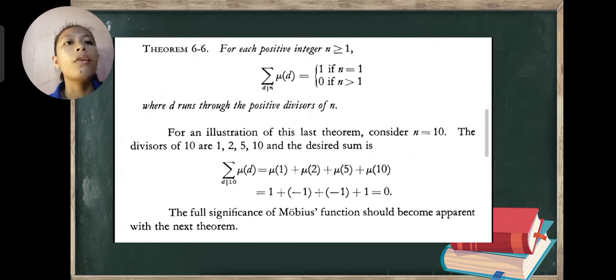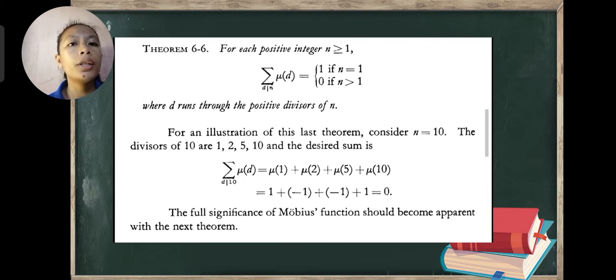Theorem 6.6. For each positive integer n greater than or equal to 1, the sum over d dividing n of mu of d is equal to 1 if n is equal to 1, and 0 if n is greater than 1, where d runs through the positive divisors of n. For an illustration of this last theorem, consider n equal to 10. The divisors of 10 are 1, 2, 5, 10, and the desired sum is the sum over d dividing 10 of mu of d, which is mu of 1 plus mu of 2 plus mu of 5 plus mu of 10, equal to 1 plus negative 1 plus negative 1 plus 1, which equals 0.